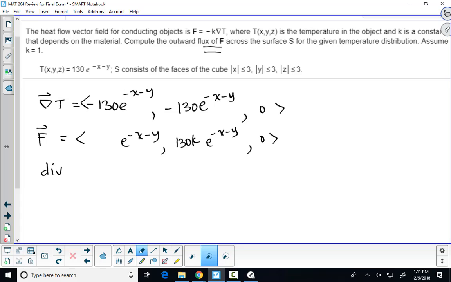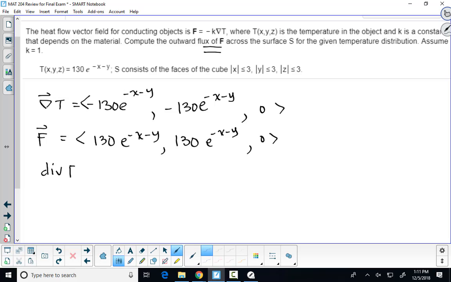Oh, k is 1? Up there, right there. I didn't see that piece. Then what's the point of k? Wait a second. But there's a negative in the field. F equals negative k del T. Right, so negative k is negative 1, and that just takes away the negative from the 1 being multiplied through. Got it. Right.